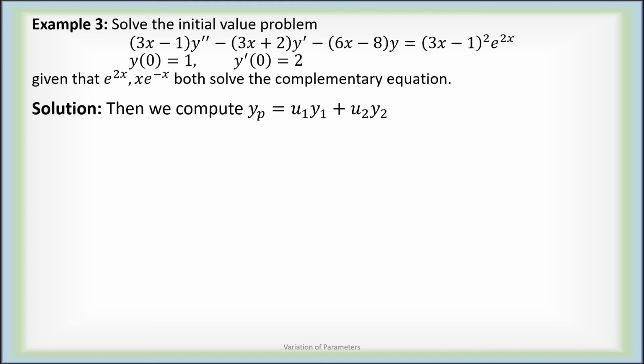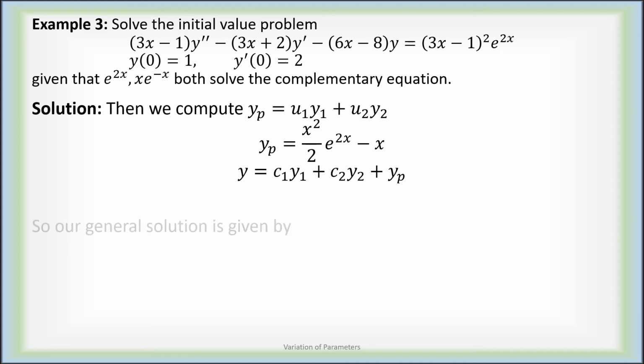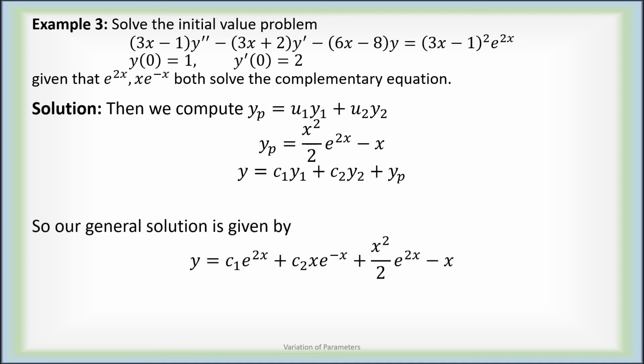Well, then we can compute our particular solution to be u1 y1 plus u2 y2. Remember that u1 was exactly x squared over 2, and u2 was negative e to the x. So that negative e to the x will cancel this e to the minus x, leaving behind just the minus sign there. So here is our particular solution, y sub p. This means our general solution is of the form c1y1 plus c2y2 plus y sub p. So here we have c1y1 plus c2y2 plus the particular solution we just found.